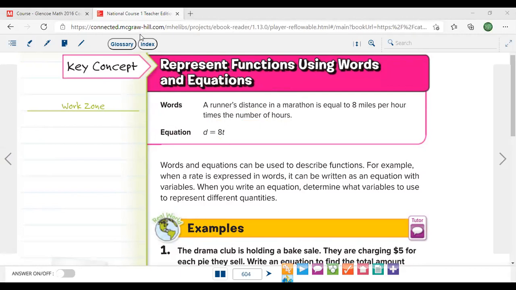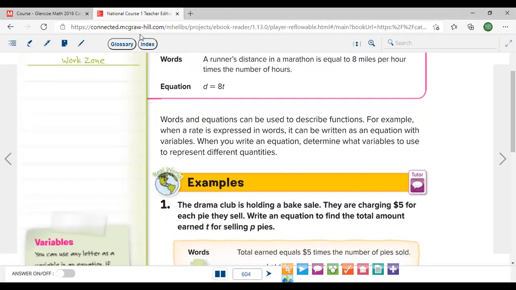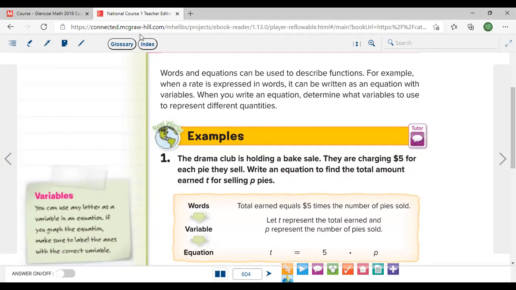So sometimes we give you a word phrase like this one, and you need to write down the equation. Words and equations can be used to describe functions. For example, when a rate is expressed in words, it can be written as an equation with variables. When you write an equation, determine what variable to use to represent different quantities.